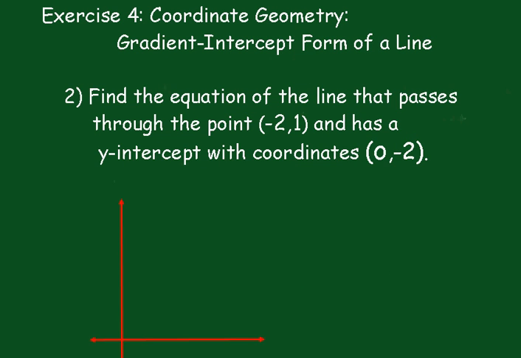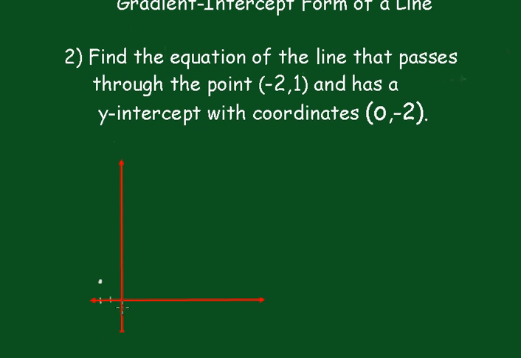Right, number 2, find the equation of a line that passes through point minus 2, 1. So let's plot that. Minus 2, 1 there. And has a y-intercept with coordinates 0, negative 2. So it's going to be 0, negative 2 down here. That gives you an idea of the slope and negative gradient.